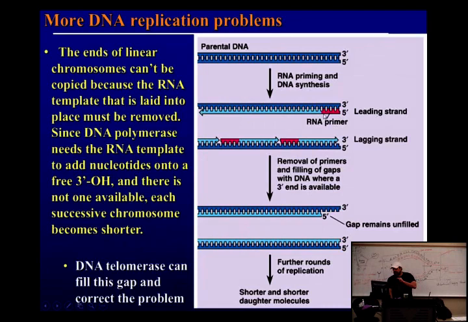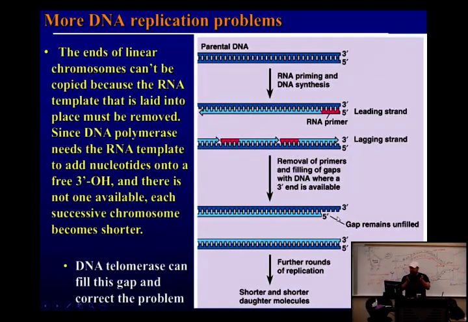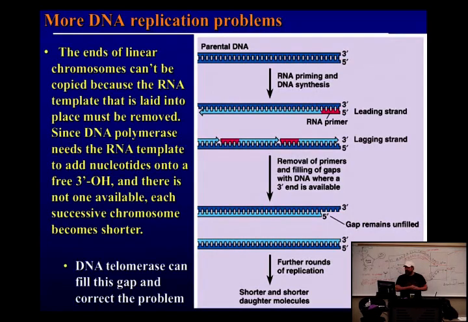And so now we have to remove the primer, right? So the enzyme comes in, removes the primer, but what's the problem here? It can't add nucleotides to this end because it's a phosphate. So the leading strand, every time your chromosomes are copied, every time you make a new cell, gets shorter and shorter and shorter and shorter, right?